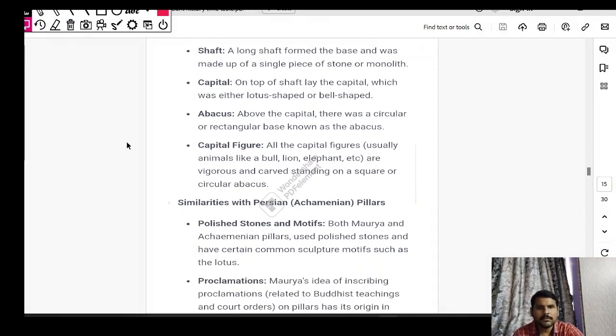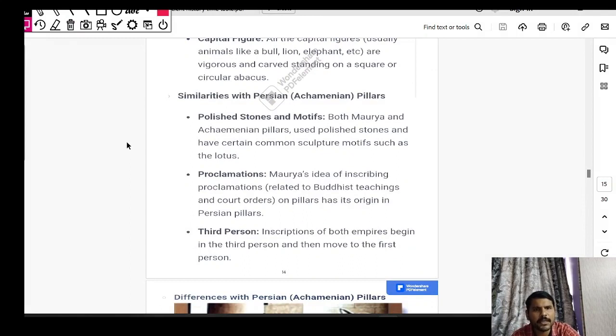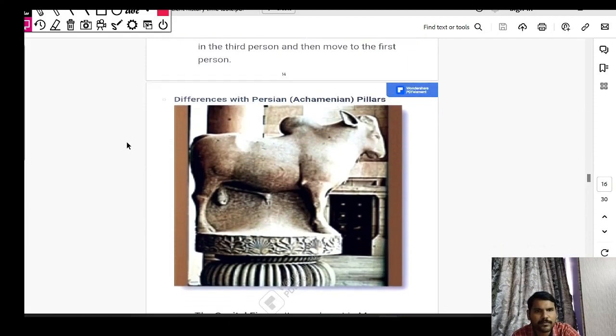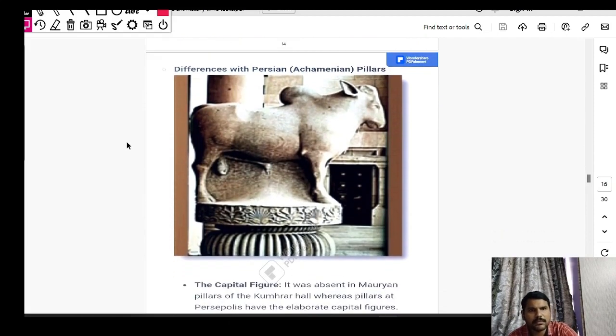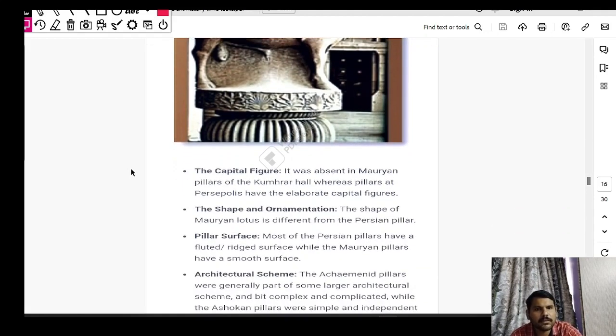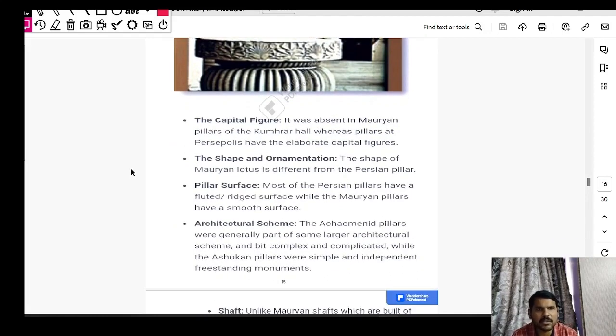Next. So, similarities between Persian and Achaemenid pillars: you can just see the polished stones, proclamations, etc. So this is one of the pillars. You can see the abacus, and the shaft will be below that, and the animal. This is the bull. Okay, this is one of the specimens of Mauryan art, and you can see the capital figure, the shape and ornamentation. You can just pause here and go through what the similarities are.